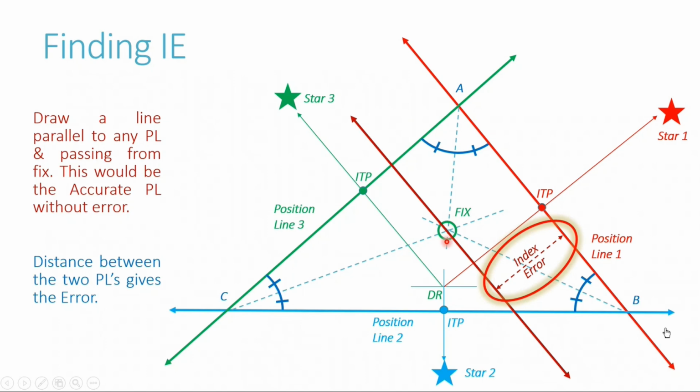this point which we have found, that is our fix. As per geometry, this point is equidistant from all the three sides of the triangle. So whether you find out the distance to the red PL or the blue PL or the green PL, in all the cases, the index error will remain the same. The point where the angle bisectors of a triangle meet is equidistant from all the three sides of the triangle.